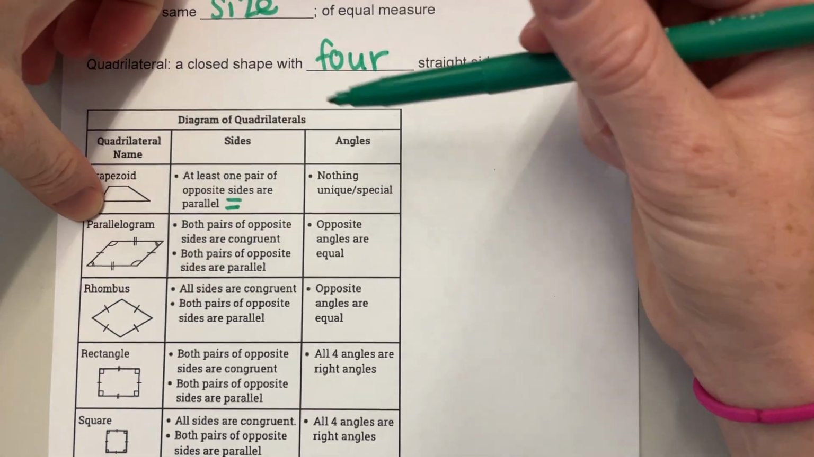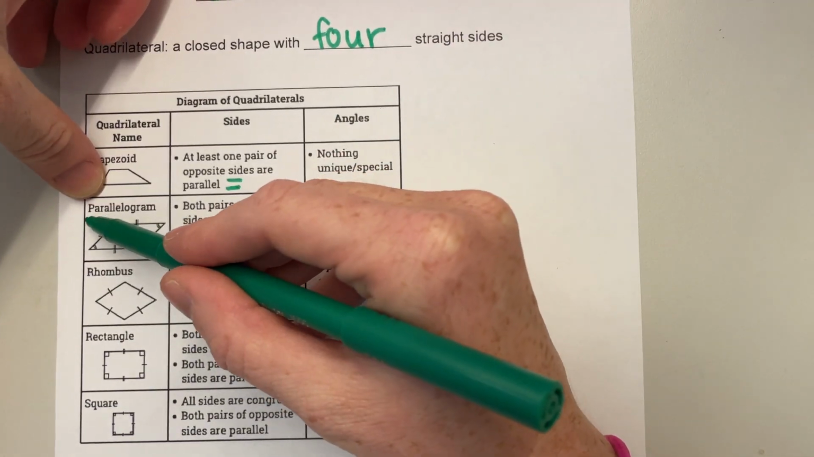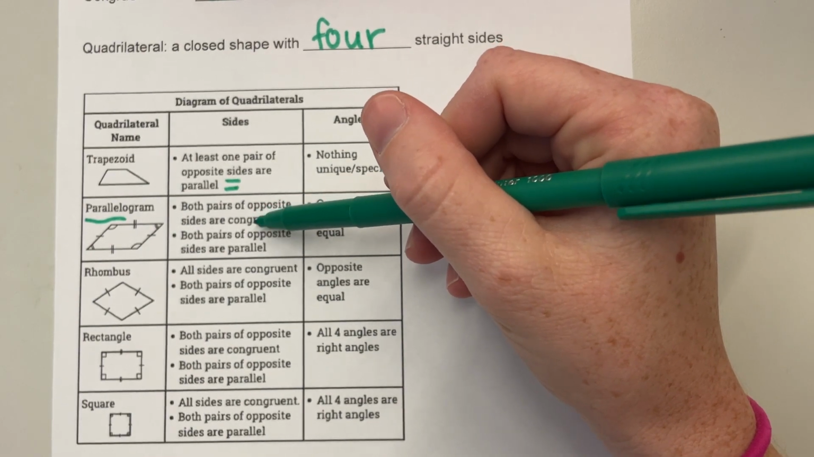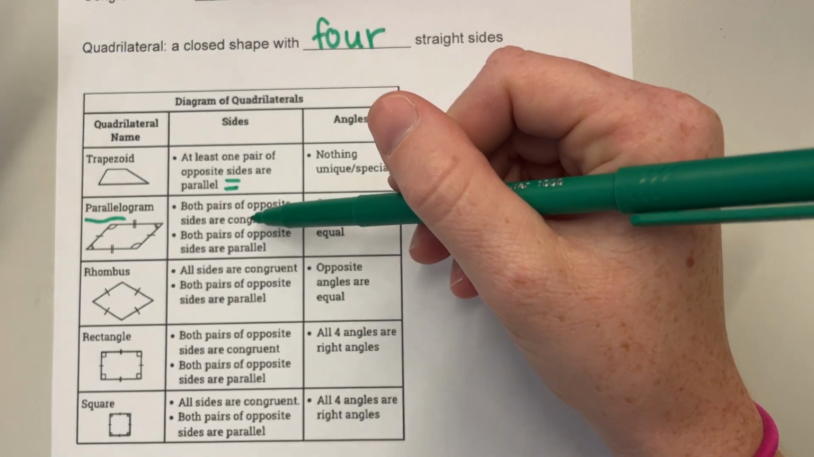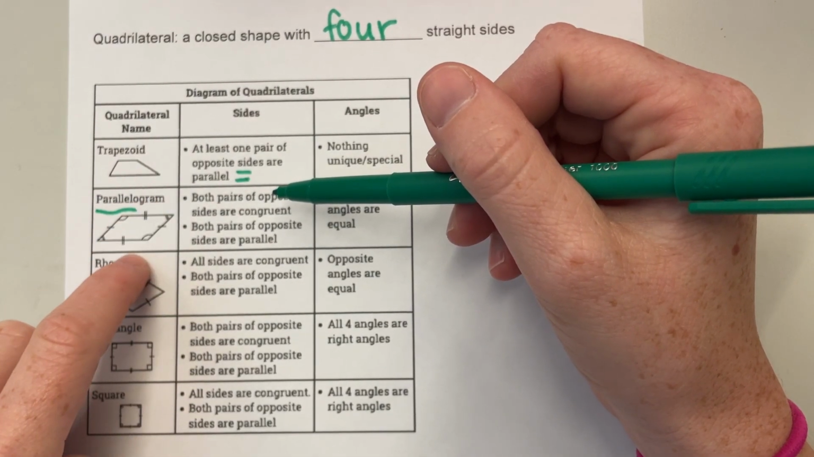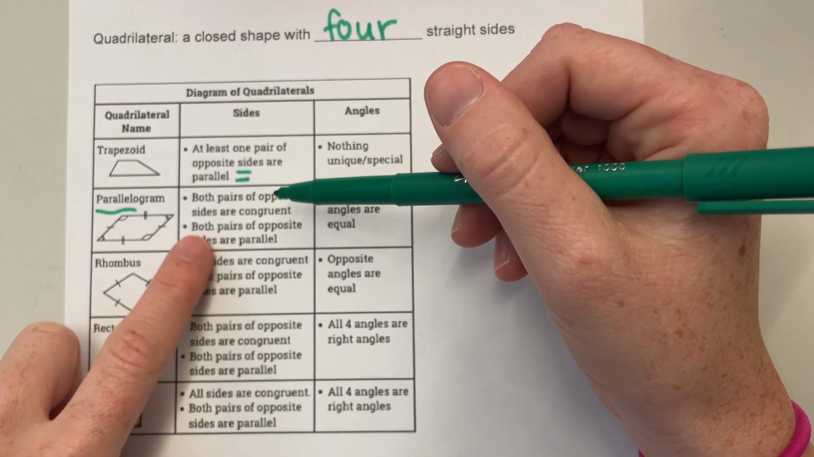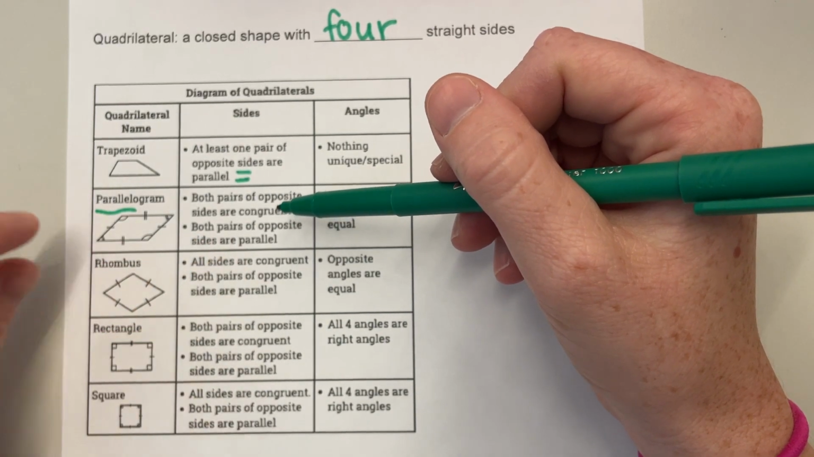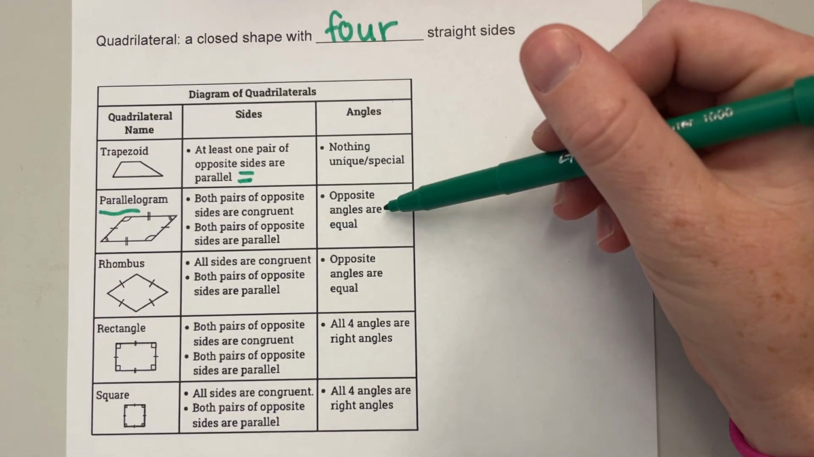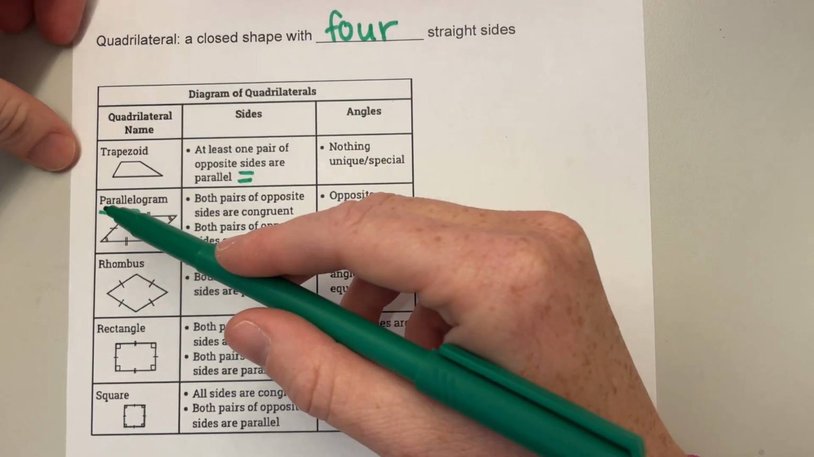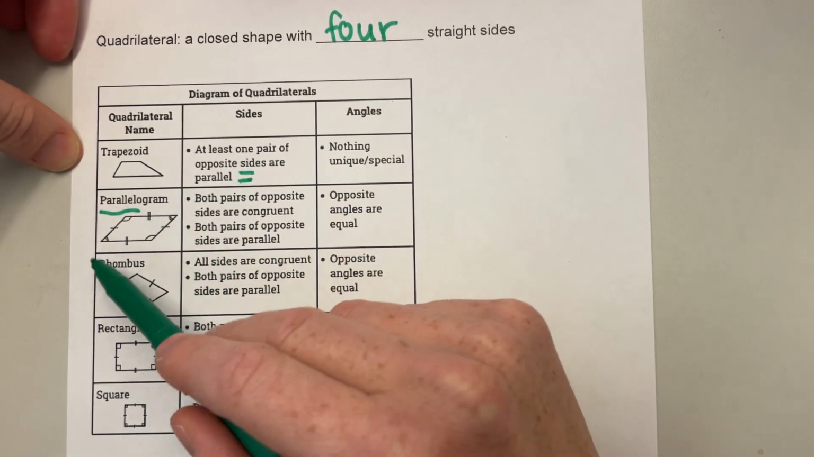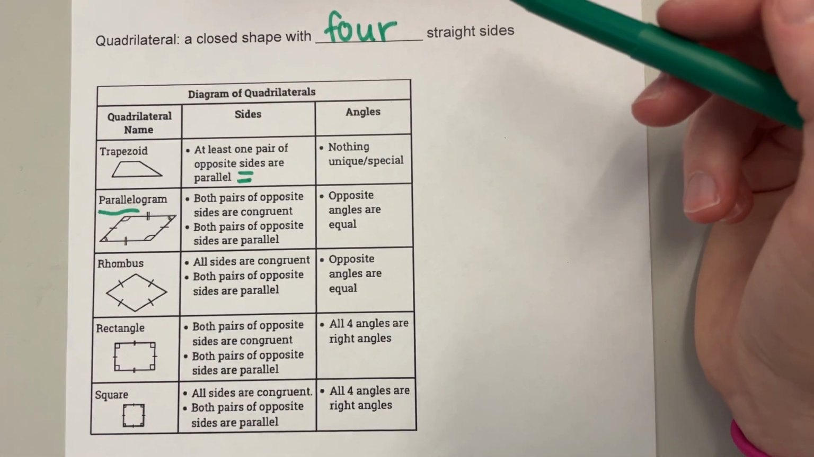A parallelogram, we hear the word parallel. That means that both pairs of opposite sides are congruent. What does that mean? That means that they are the same size. So these two are the same size and these two sides are the same size. Both pairs of opposite sides are parallel, so I have to have two sets of parallel lines. Opposite angles are equal. So this one and the opposite one across are the same exact degree, and this one and this one are going to be the same exact degree.